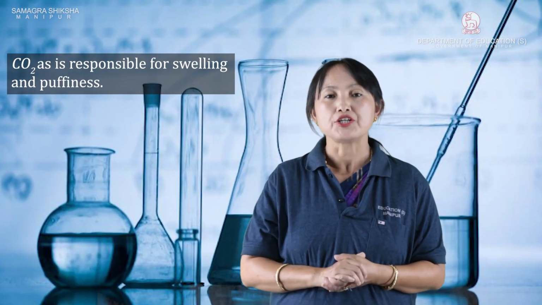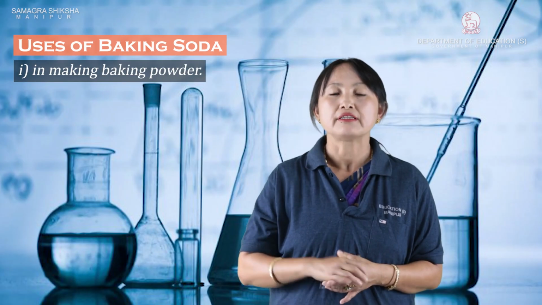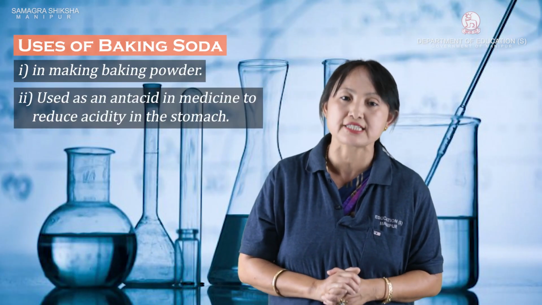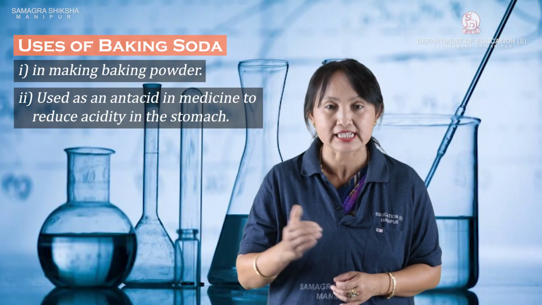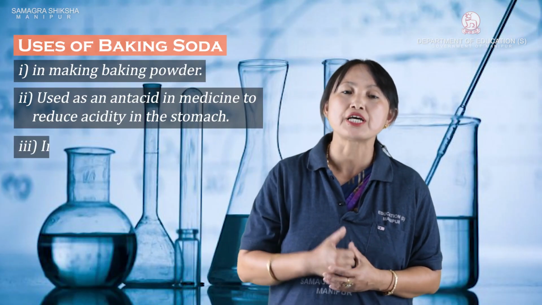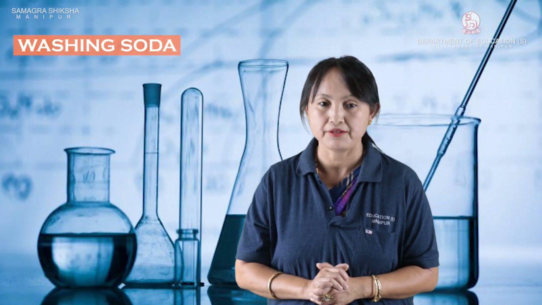Now let's see the uses of baking soda. So magi uses tamulaksi in making of baking powder, as already mentioned. Then it is again used as an antacid in medicine to reduce acidity in the stomach due to its alkaline nature. Ahum suba used in soda acid fire extinguisher. Now baking soda ki discussion lore mathangi maruoiba material amuk laksi. The next material we are going to discuss about is washing soda.